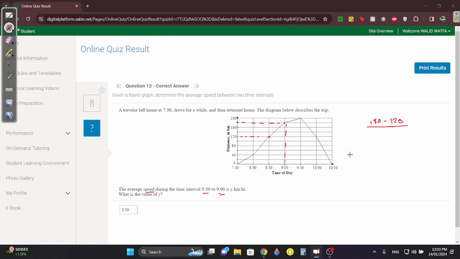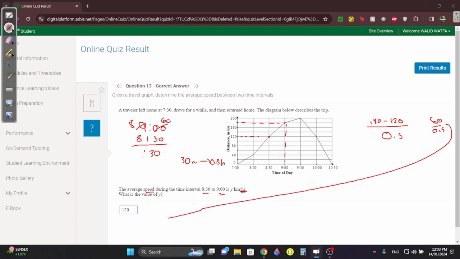So 180 minus 120, over the time. What's the time between 9 and 8:30? 9 minus 8:30, you'll get 30 minutes. 30 minutes, and they're asking for hours. 30 minutes is 0.5 hours. So our time will be 0.5 since they're asking in hours. You'll get 60 divided by 0.5, which is 120.